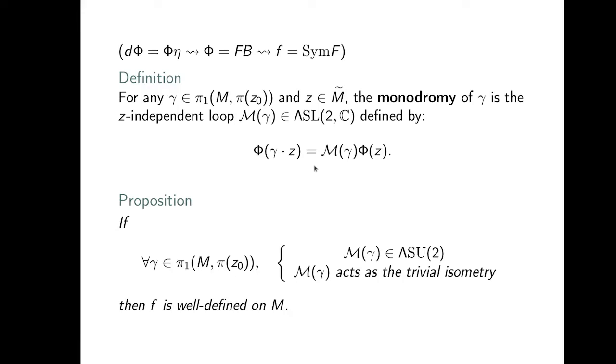Now, let's say that you have a holomorphic frame on a non-simply connected Riemann surface, such that M of gamma is always the identity.